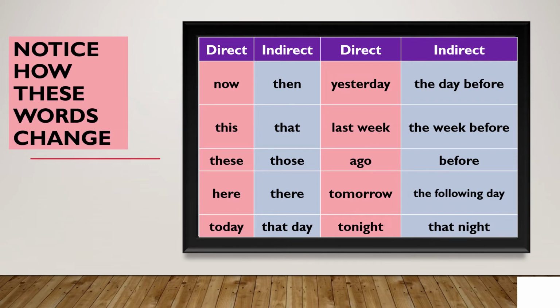Last week, the week before. Ago, before. Tomorrow, the following day. Tonight, that night. Tonight and today are similar. Tonight, that night, today, that day. They are similar. These are adverbs of time that change.